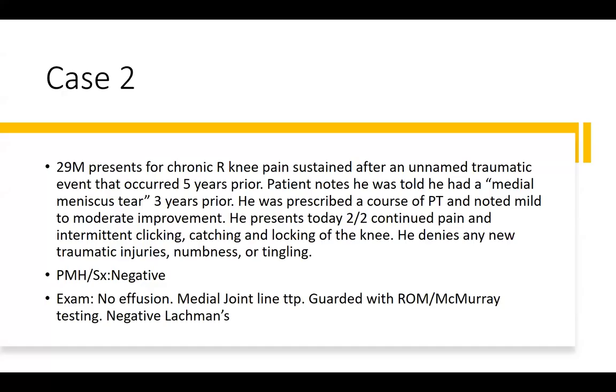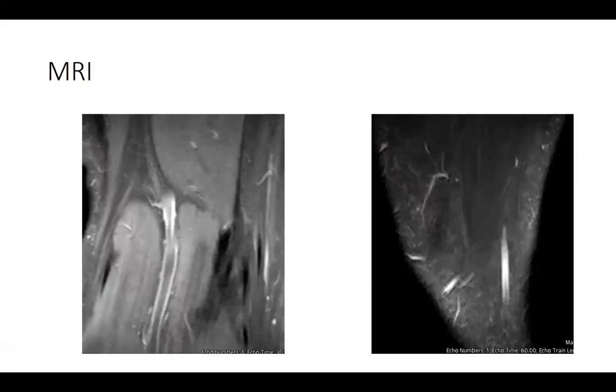of his symptoms. He presents today due to continued pain and intermittent mechanical symptoms of the knee, including locking, clicking, and catching. He denies any new interval traumatic injuries, numbness or tingling to the extremities. His past medical history is negative, and he presents today without an effusion. He has medial joint line tenderness to palpation. He's guarded with range of motion and McMurray testing, and he has a negative Lachman's exam. Similarly, MRI was obtained for this gentleman as well.